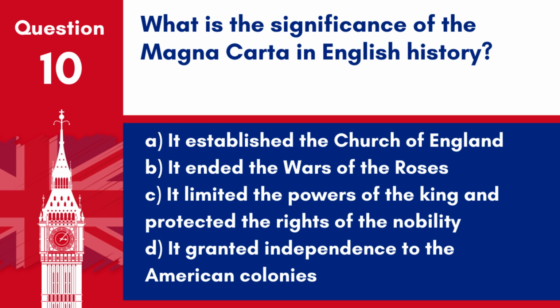Question 10. What is the significance of the Magna Carta in English history? A. It established the Church of England, B. It ended the Wars of the Roses, C. It limited the powers of the king and protected the rights of the nobility, D. It granted independence to the American colonies. Answer: C. It limited the powers of the king and protected the rights of the nobility. The Magna Carta is a foundational document of English liberties and law.